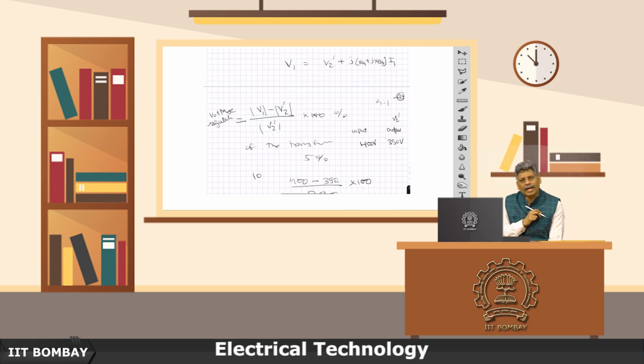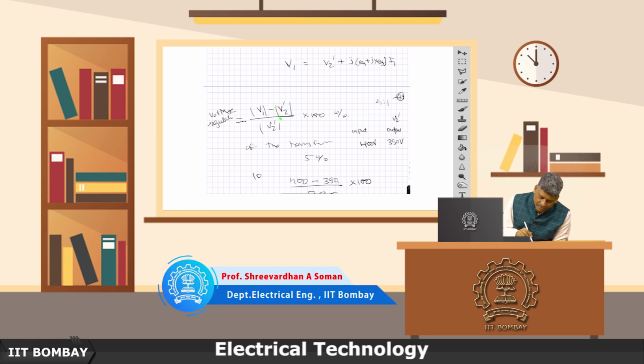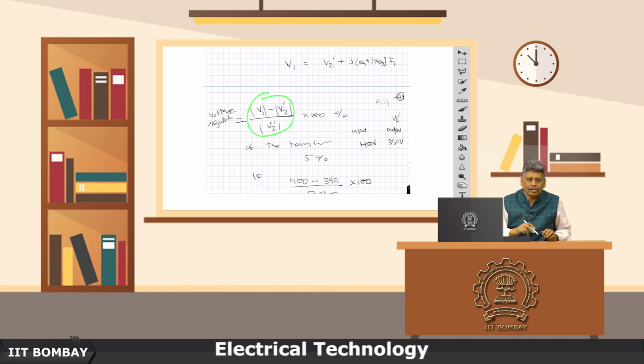Hence, magnitude of V1 minus magnitude of V2 dash divided by magnitude of V2 dash into 100% is called the voltage regulation, and you are only comparing the RMS values of the voltages in this equation.